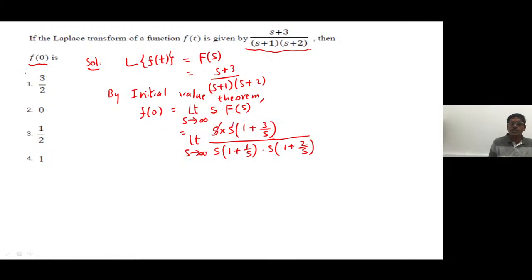So s into s in the numerator cancels with s into s in the denominator. In all the remaining, put s equal to infinity, that is the direct substitution method. (1 plus 0) divided by (1 plus 0) into (1 plus 0). Finally, this simplifies to 1. So accordingly, the answer is option 4.